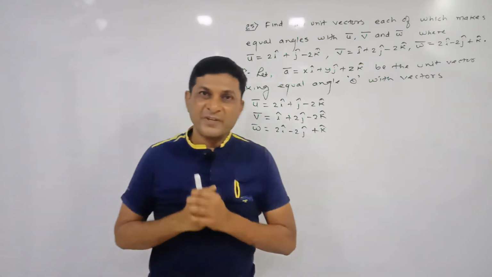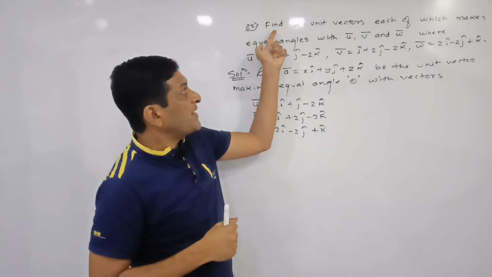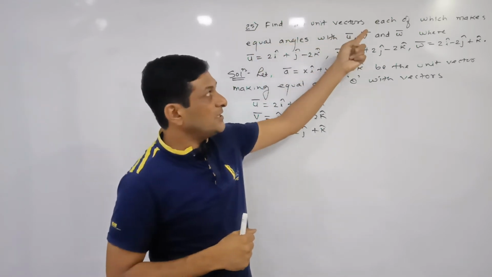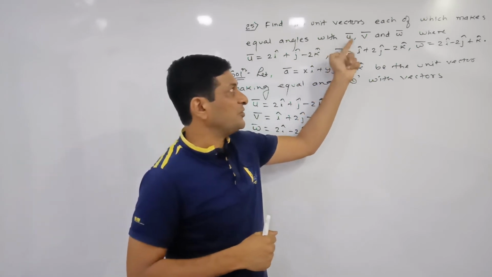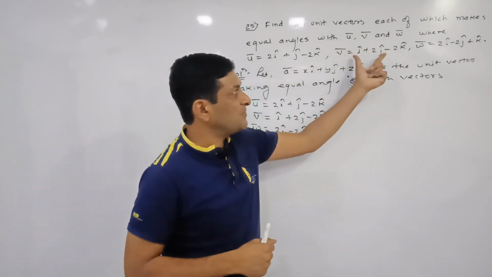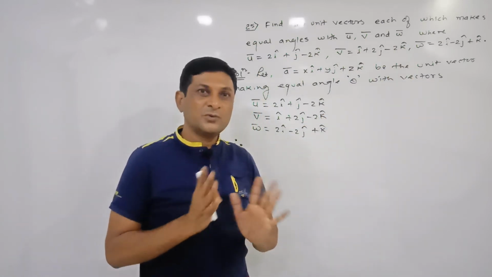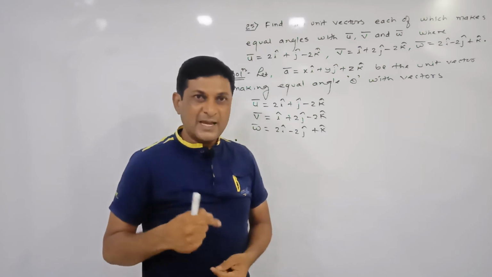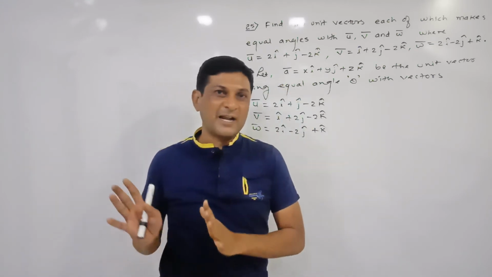Now we are solving example number 25. Observe the example. Find two unit vectors, each of which makes an equal angle with these three vectors u bar, v bar and w bar. Value of u bar is also given, v bar is also given, w bar is given. Means we have to find a unit vector which makes an equal angle with the given three vectors u bar, v bar and w bar.